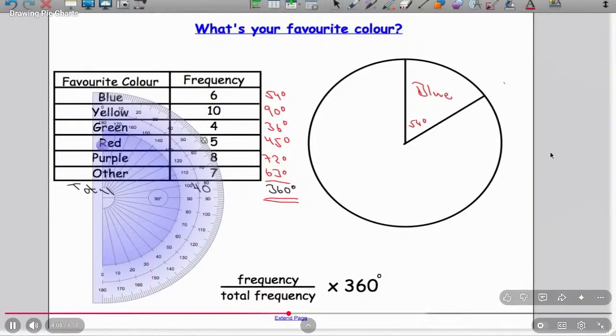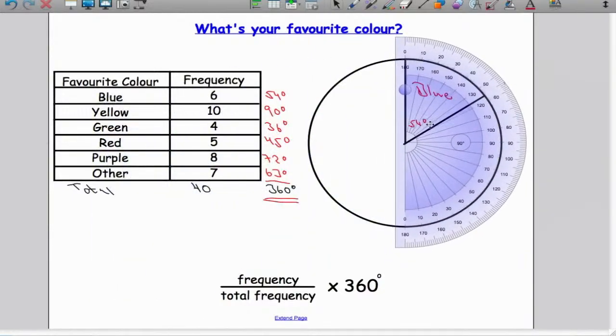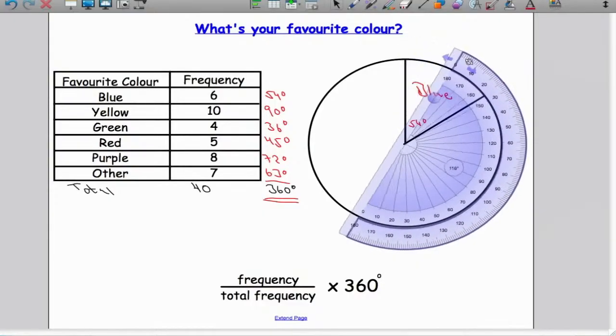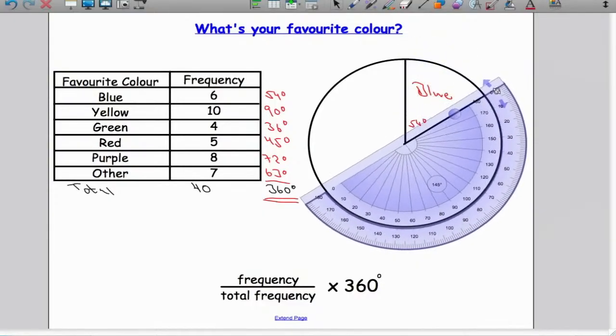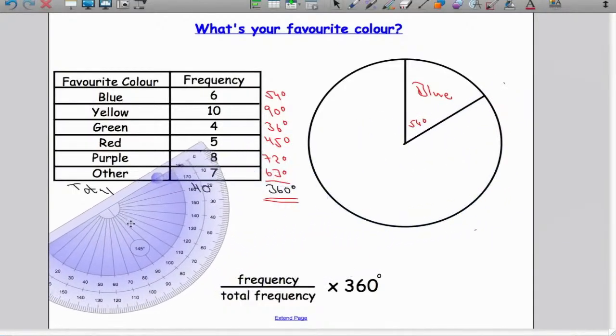Next we need an angle of 90 degrees, so take your protractor. Remember to continue from where you last were, so the last line is here, so I've got to measure from here, going all the way around to 90 degrees, which you can see is right here. So that's 90 degrees there. Little mark with the protractor.